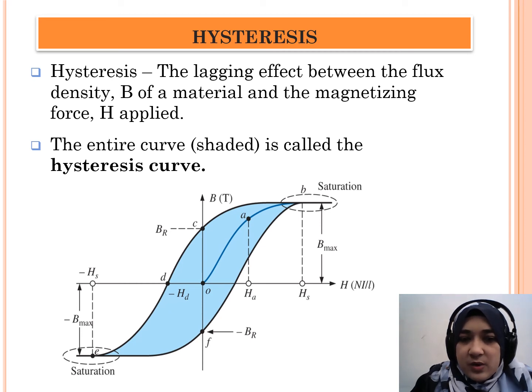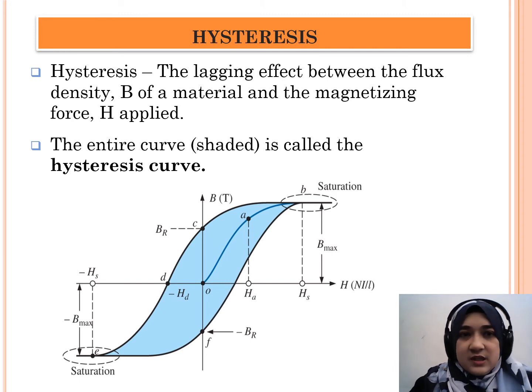For example, when we have H equal to 800, the magnetic field is equal to 800. For steel, the B is about 1.2, whereas for vacuum, it is only about 1 millitesla. So the shape really depends on the type or the characteristic of the material.